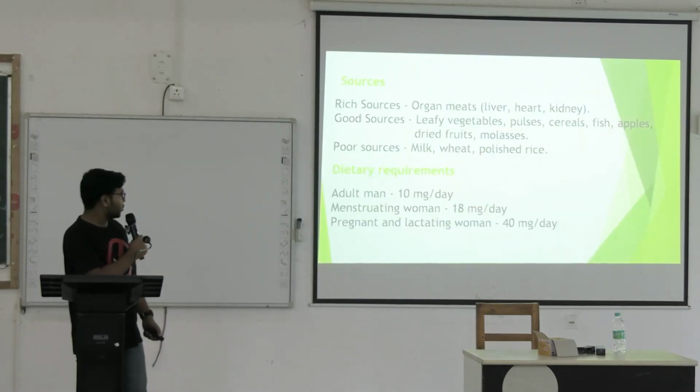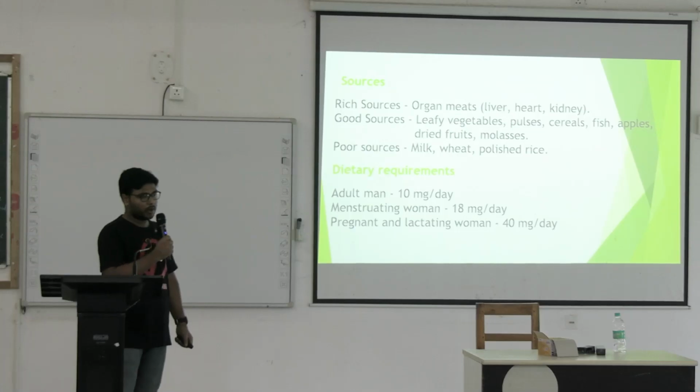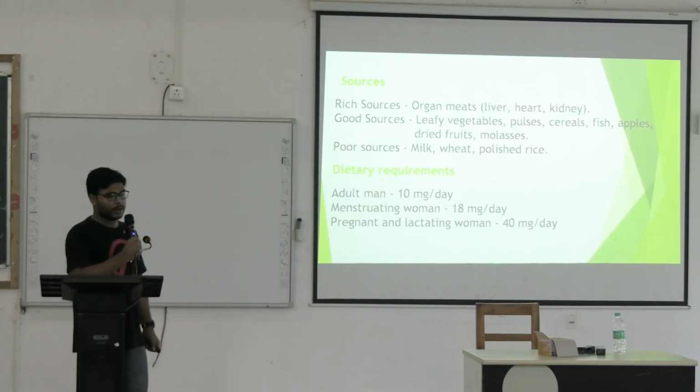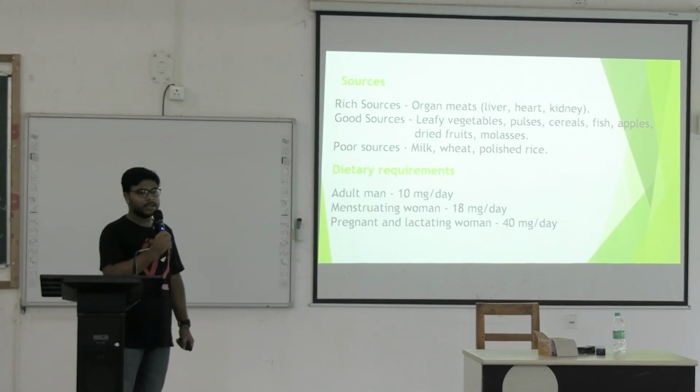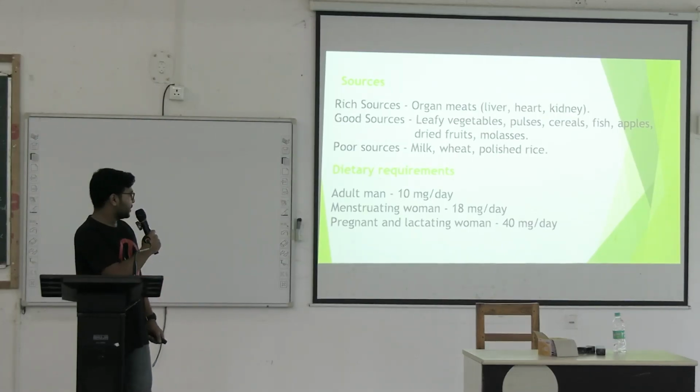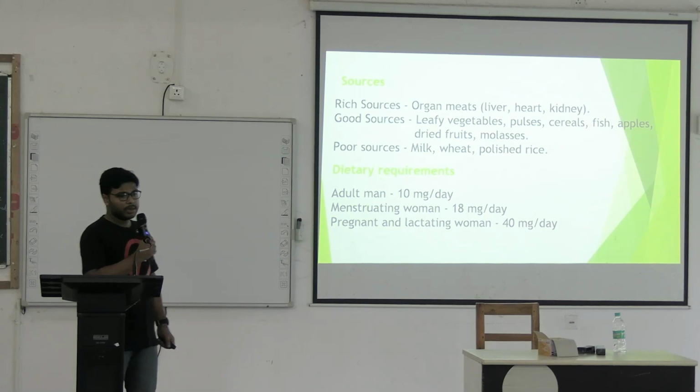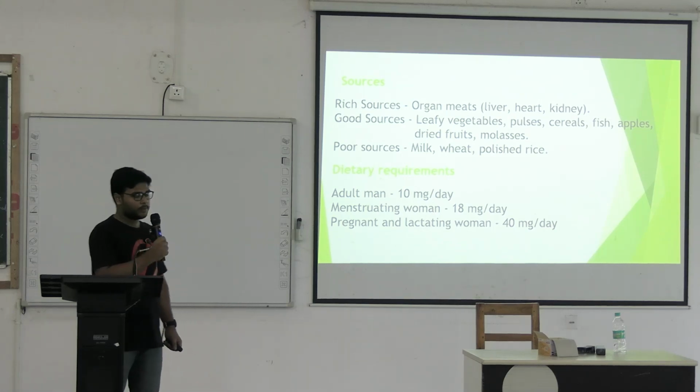I want to mention some sources of iron. Rich sources: organ meats, kidney, liver and heart. Good sources: leafy vegetables, pulses, cereals, molasses, jaggery, dried fruits and pulses. Poor sources: milk, polished rice and wheat.